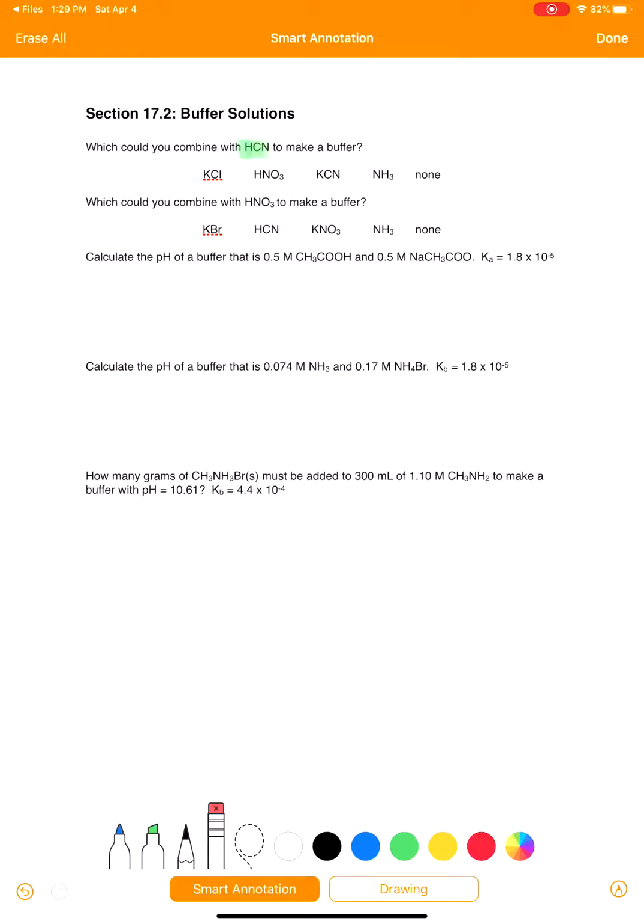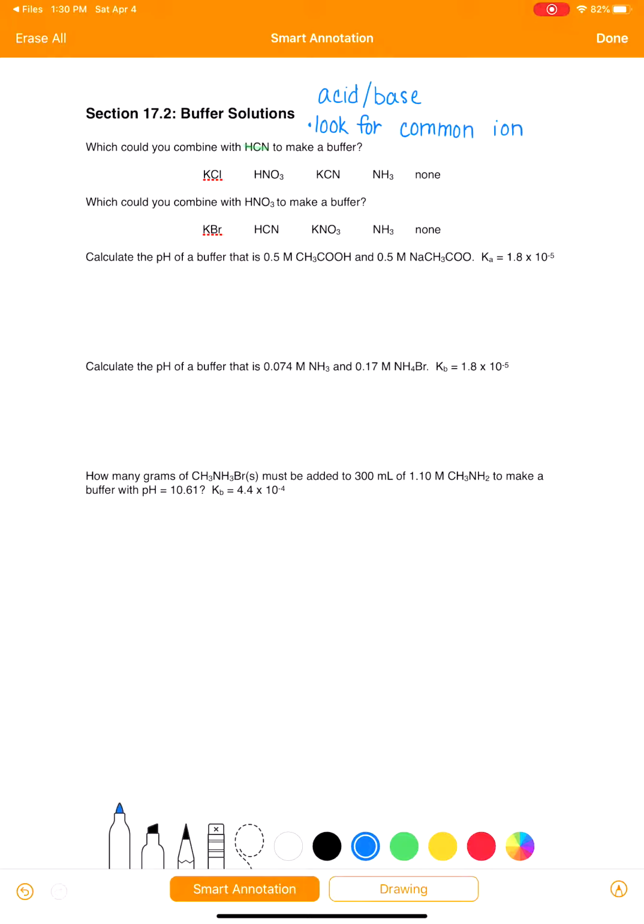buffer? So the buffer needs to be an acid and its conjugate base, or a base and its conjugate acid. The thing that we are looking for when we're trying to find a partner for HCN, we are specifically looking for a common ion. So we want to look for something that has either the hydrogen or the cyanide ion in it. And let's just kind of go through what we've got.